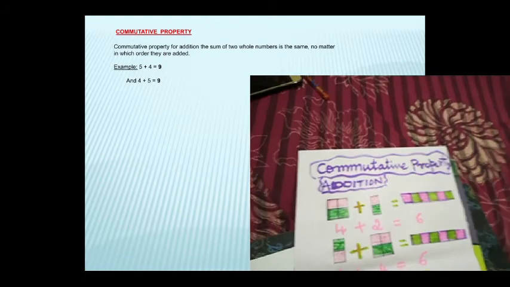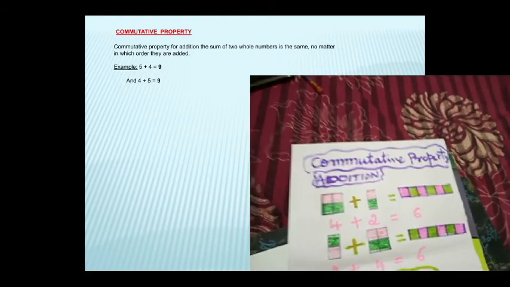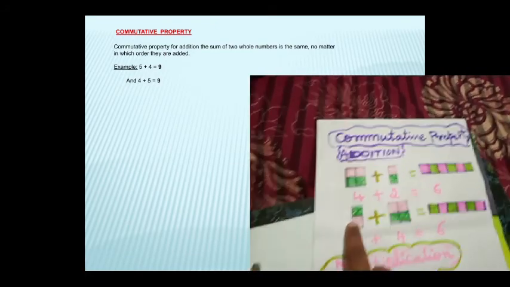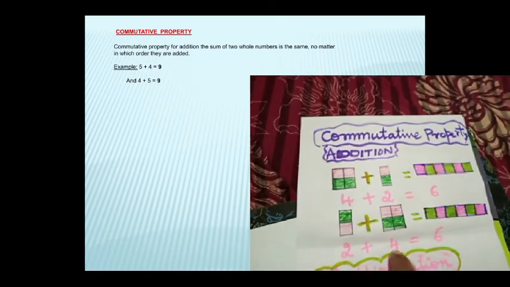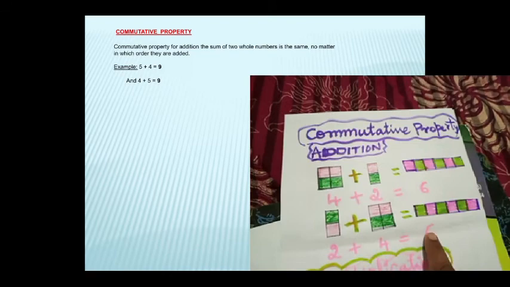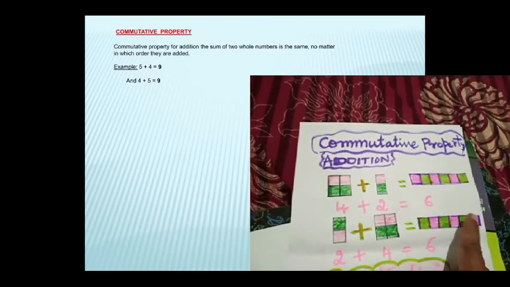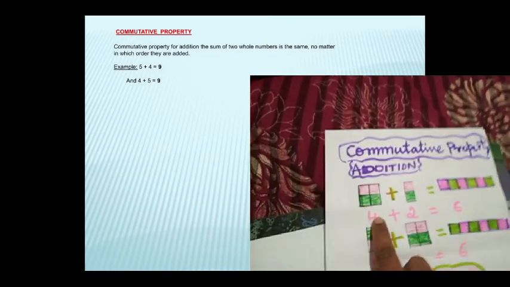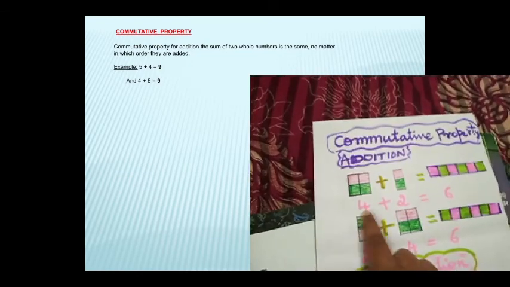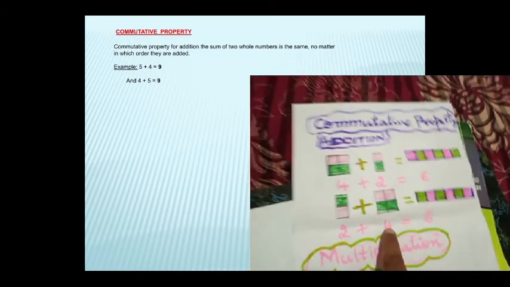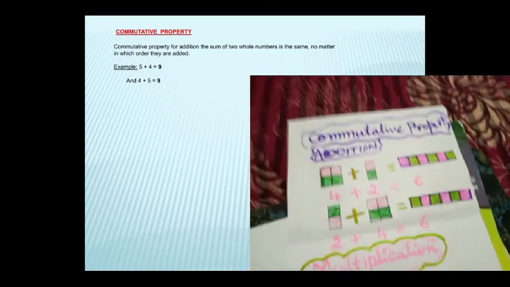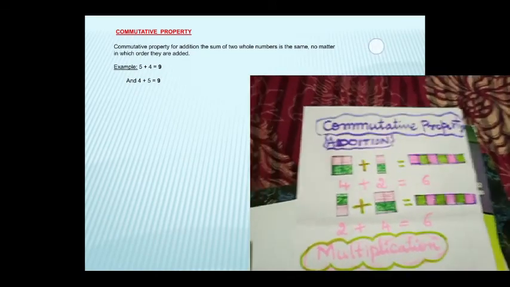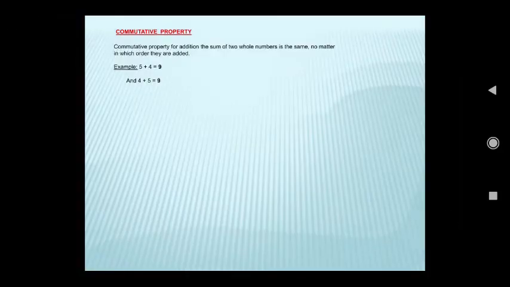Like that, if you change the order, first if you have 2, that is 2 plus 4, next 1, 2, 3, 4. The answer remains the same, 2 plus 4 is also 6. 1, 2, 3, 4, 5, 6. See, the order has been changed. First you add 4 plus 2, next you add 2 plus 4. The answer will be the same, 6. So that is what the commutative property of addition says.